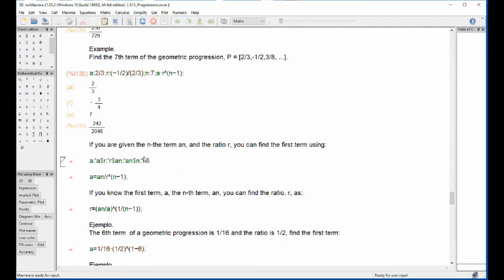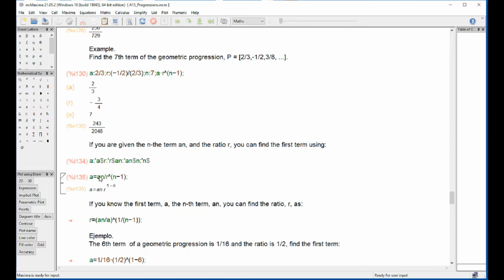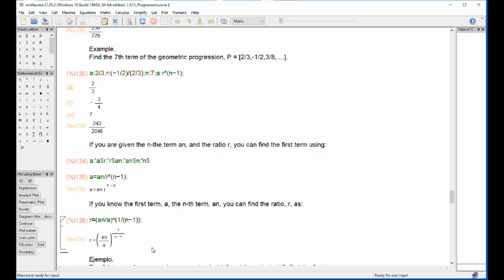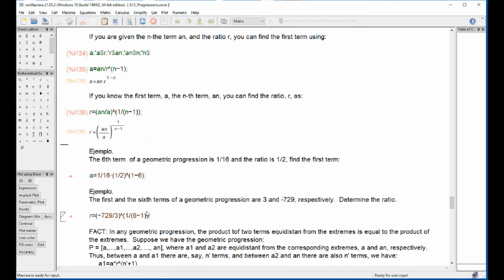If you're given the nth term and the ratio, you can find the first term using, I'm going to clear values here and give you this equation: a is equal to a_n times r to the 1 minus n. If you know the first term and the nth term, you can find the ratio: a_n over a raised to the 1 over n minus 1.